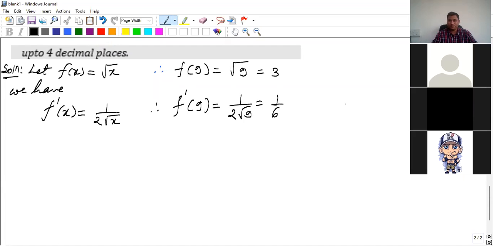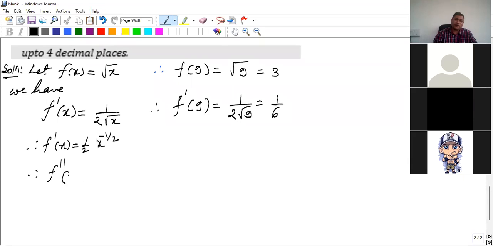Is that okay? Okay, so good. So I'll write this f dash of x as half of x raised to minus half. Is that okay? So it will be easy to understand the derivative. That's why I have written it like that.